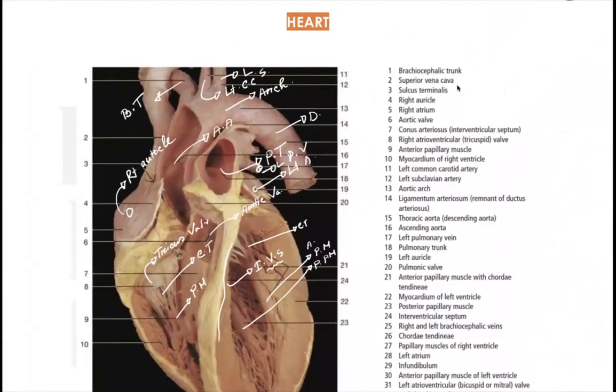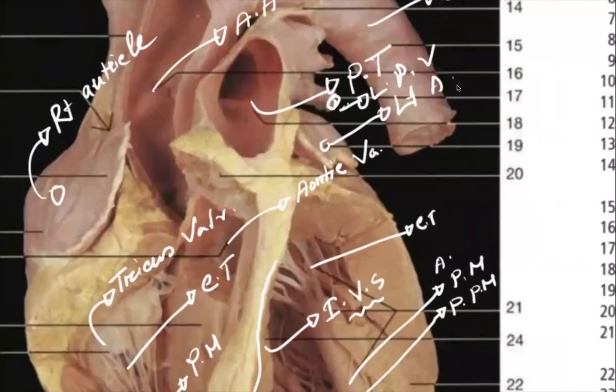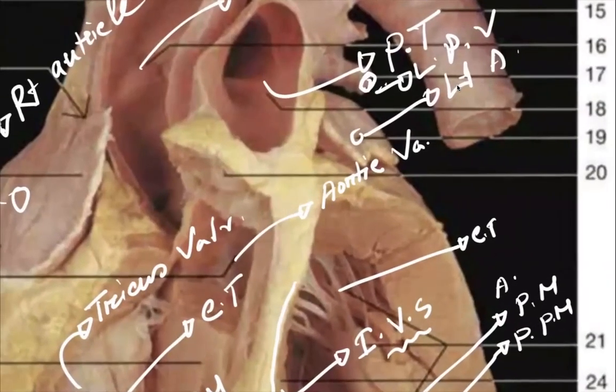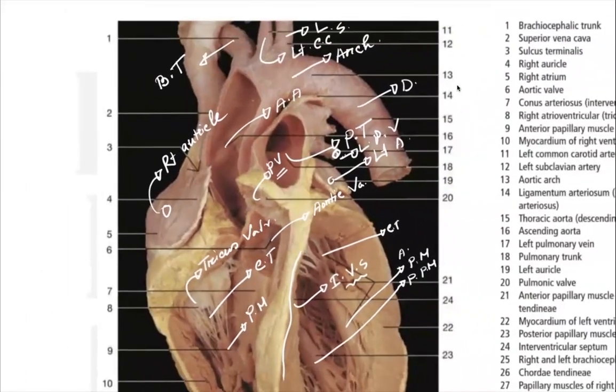Is it clear? Sir, what is 20? Number 20 should be the pulmonary valve, because it's on the right hand side. This should be the pulmonary valve itself. And they have cut this area to show the aortic valve, and this should be the pulmonary valve above it. All right.